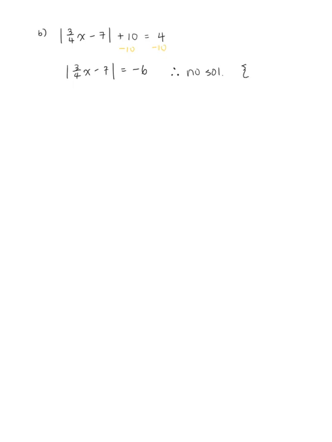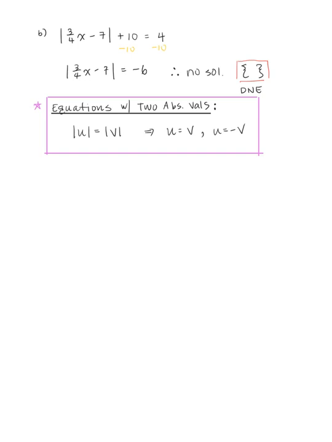And the notation is just curly brackets with nothing in them. And I believe that in XYZ, they want you to write this as DNE, does not exist. Same thing. Alright, next theorem is equations with 2 absolute values.